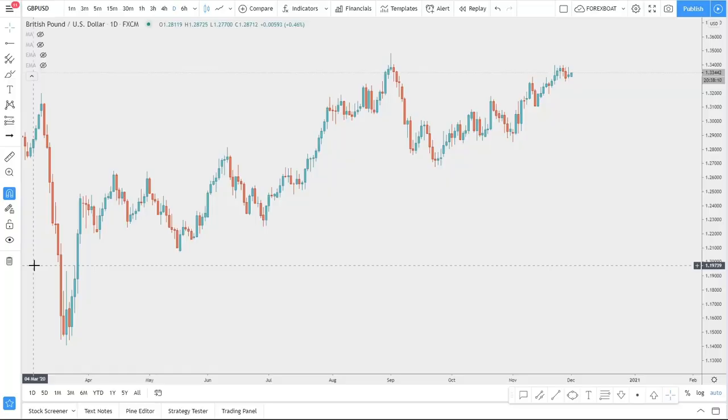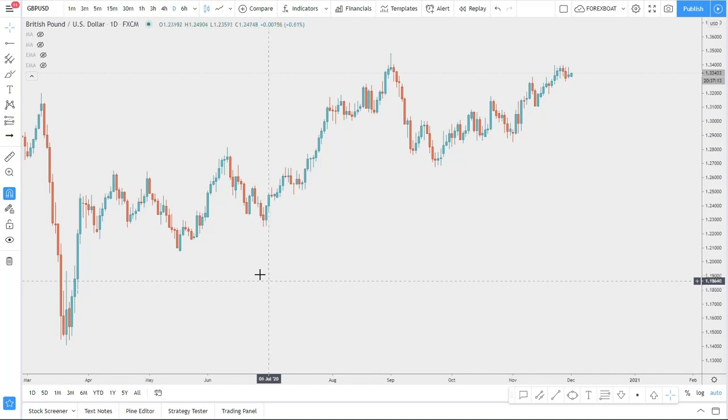But once you get some experience, you understand the behavior of the cable, how it moves during certain times, what is the volatility, what news driving this currency pair, then of course you can trade it with profit. So yeah, for the novice trader, it's better to stick to something else rather than the pound dollar and only then move to this currency pair.